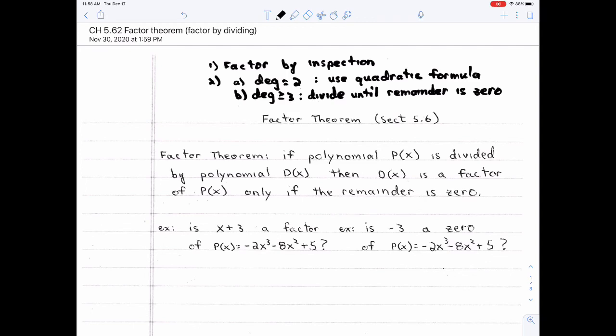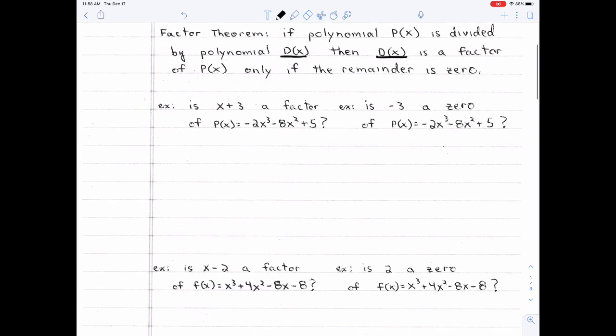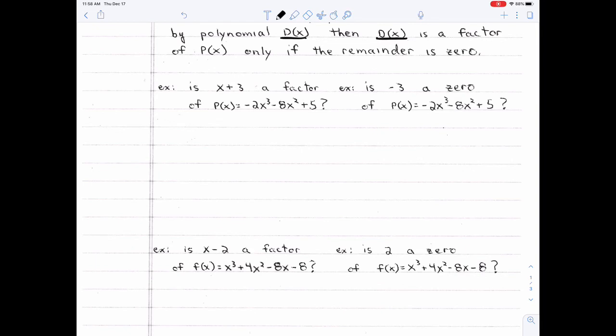All right, so let's take a look at this. This is called the factor theorem, and it basically just says what I just said. If a polynomial is divided by d of x, so this thing is the divisor, then the divisor is a factor of the dividend only if the remainder is 0. Okay? So, let's take a look at a couple of examples.